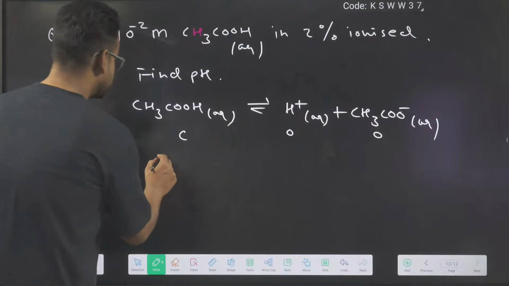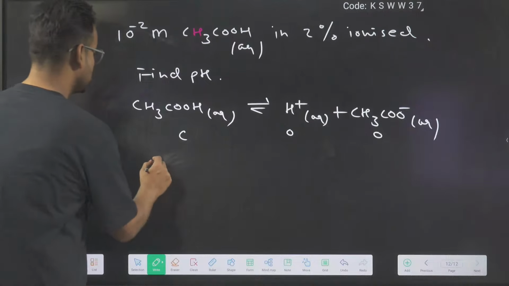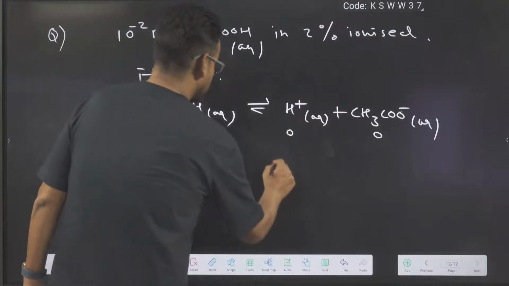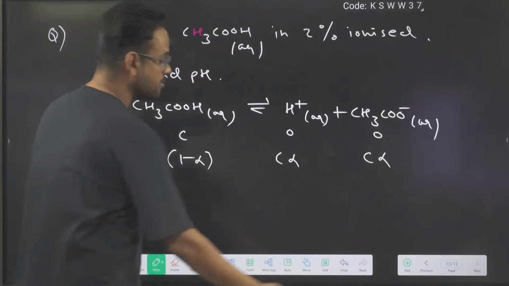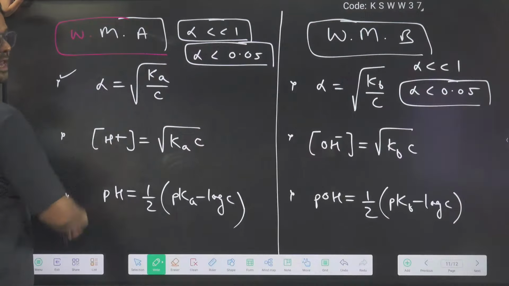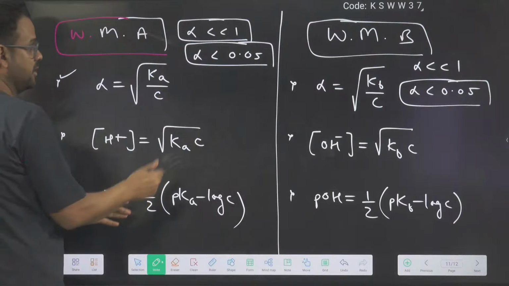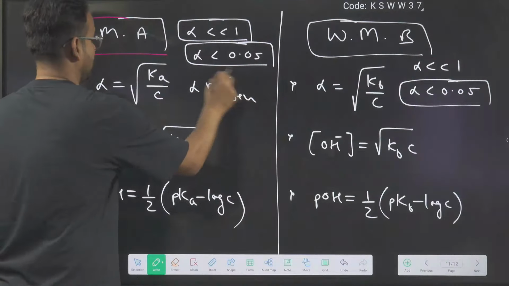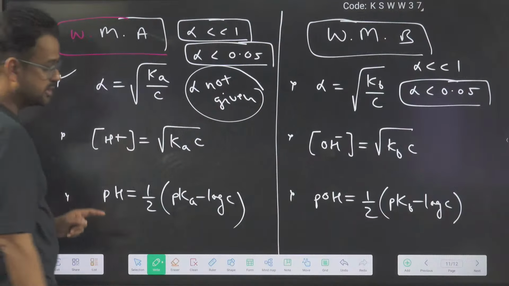Degree of dissociation will be C. Suppose the degree of dissociation is alpha, so you have C into 1 minus alpha, C alpha, C alpha. Normally in these formulas, our first step is that we calculate alpha. Then we use this. These formulas are needed when alpha is not given. When alpha is not given, first you have to calculate alpha and then you have to proceed like this.